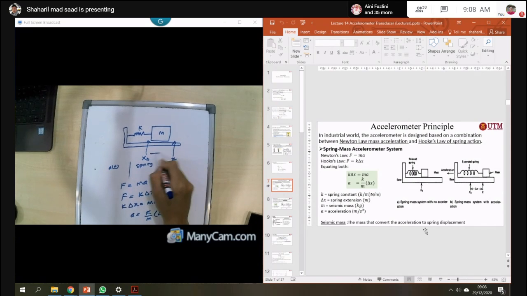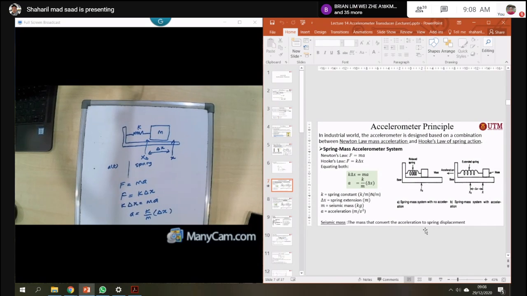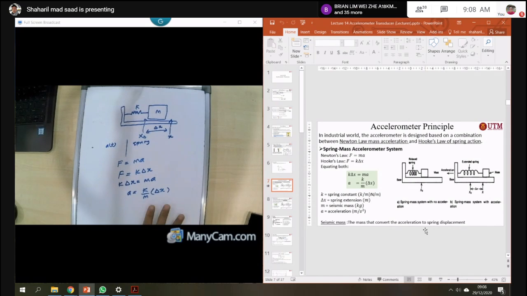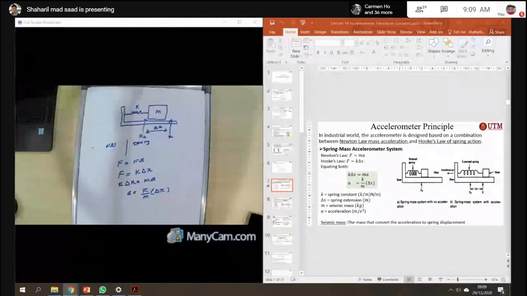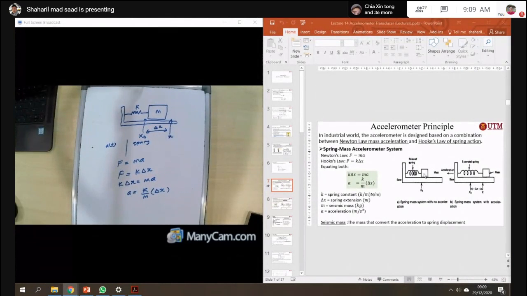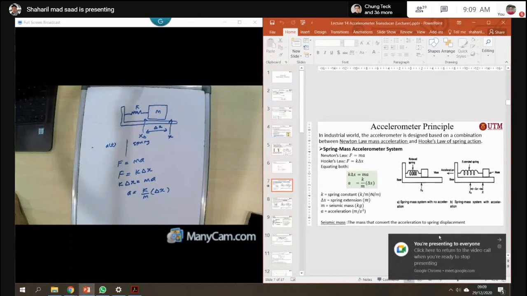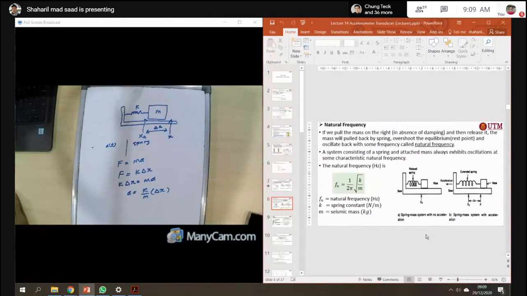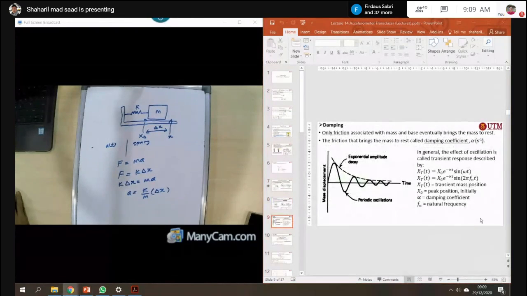So this one we call delta x. This is the basic relationship between the acceleration, your spring, and the mass value. The mass that produces an acceleration, we call it the seismic mass. The part one is a little bit about the theoretical.